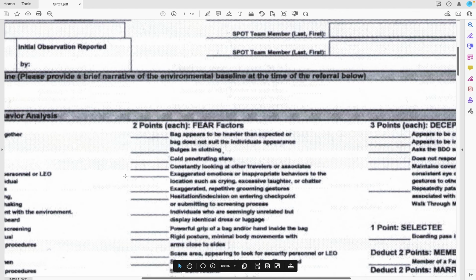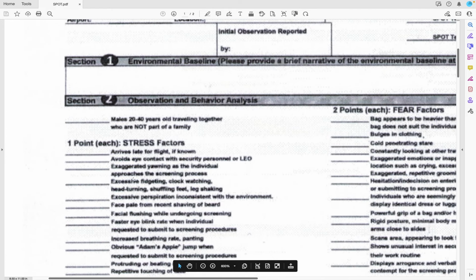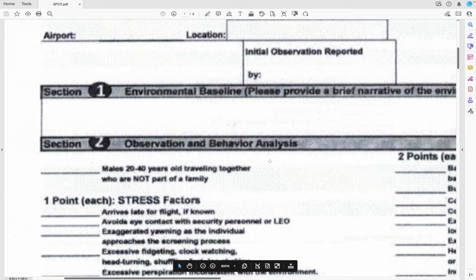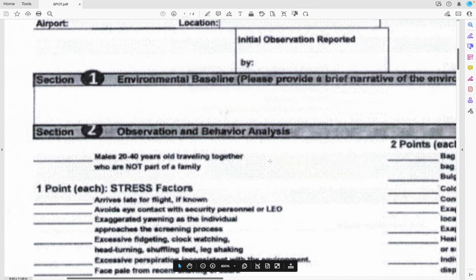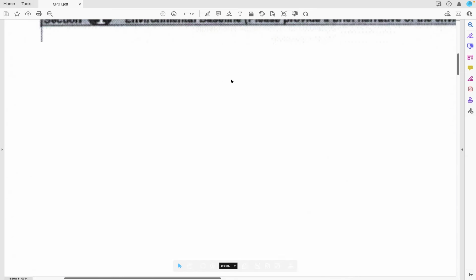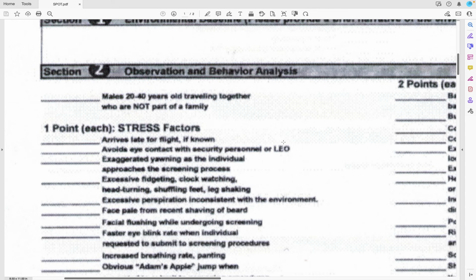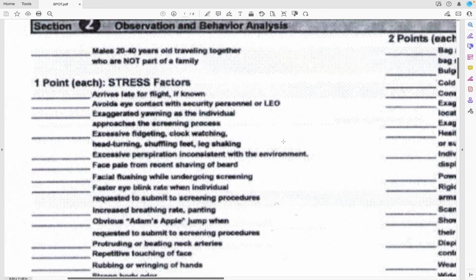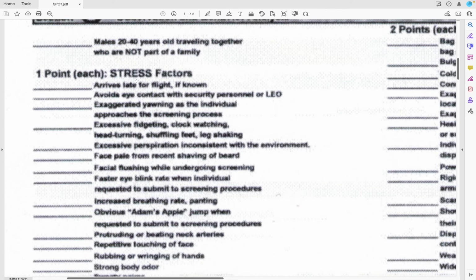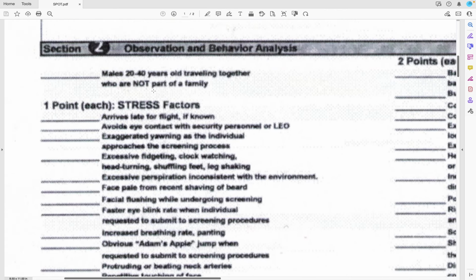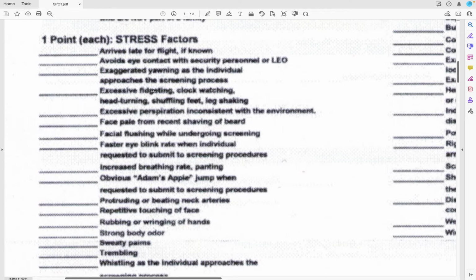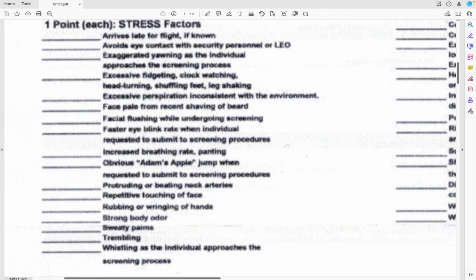So it's basically like a report card. You get a score on different things. It's quite long, so we won't go through all of it, but I'll show you some of it. The first section is called observational and behavioral analysis. What happens is you get a point for different things. For example, if your face is pale because you recently shaved your beard, then you would get 1 point.